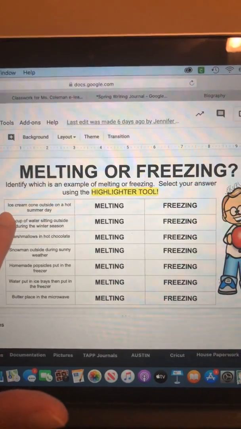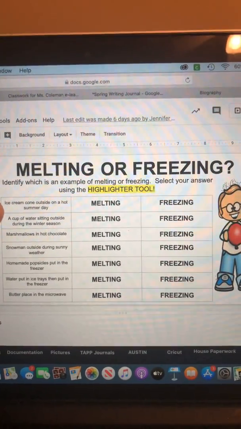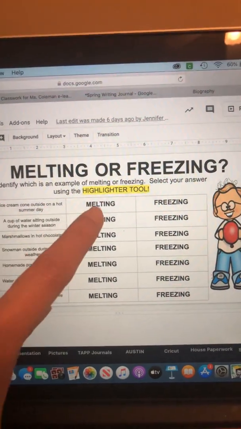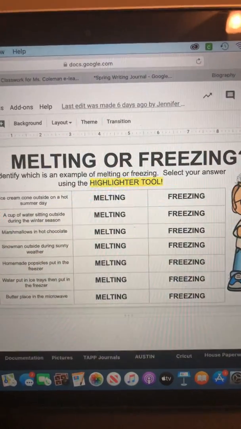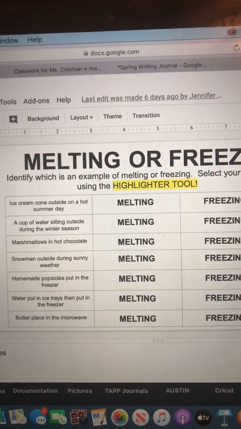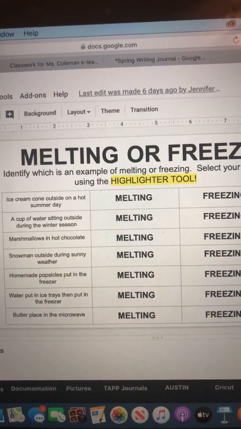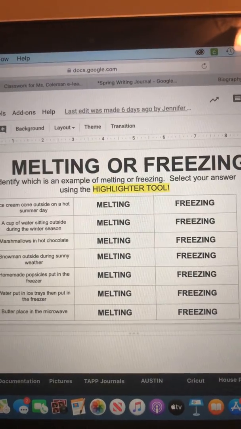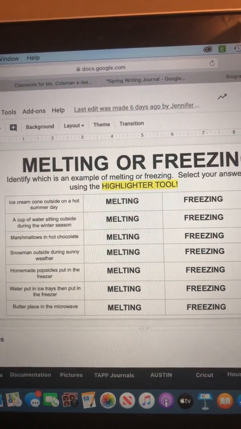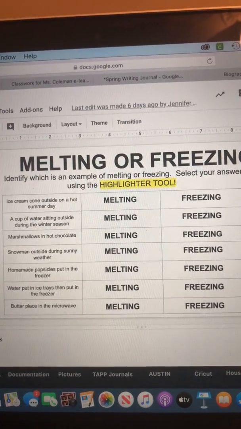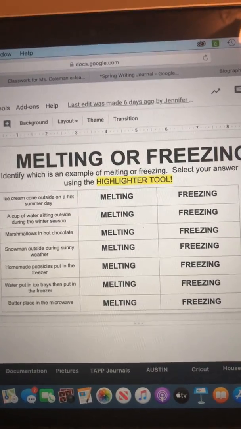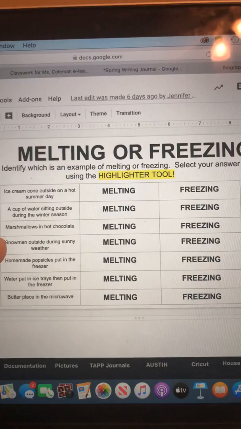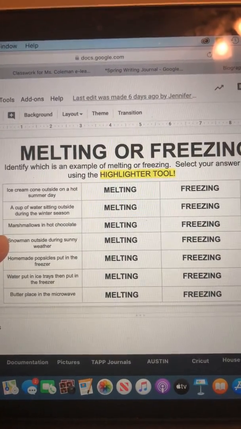So the first one is ice cream cone outside on a hot summer day. Is that melting or freezing? The second one, a cup of water sitting outside during the winter season. Would that be an example of melting or freezing? Marshmallows and hot chocolate. Is that an example of melting or freezing? Snowman outside during sunny weather. Is that an example of melting or freezing?